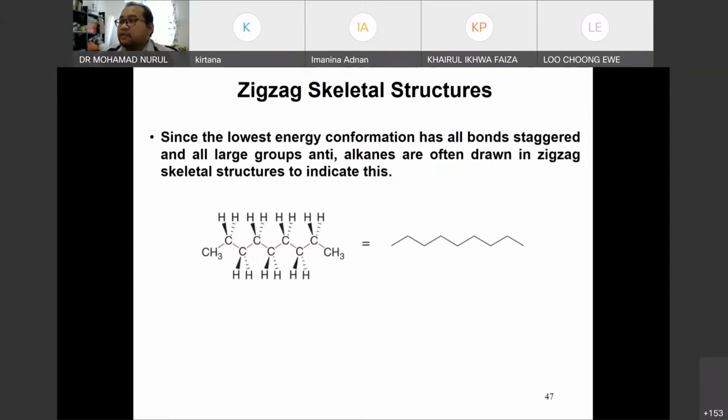Zigzag skeletal structures: since the lowest energy conformation has all bonds staggered and all large groups anti, alkanes are often drawn in zigzag skeletal structures to indicate this. Usually we use skeletal structures when you go to higher levels, and you will frequently use the zigzag structure. That's all.